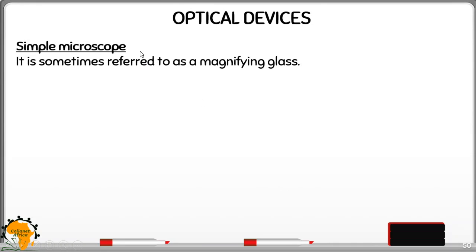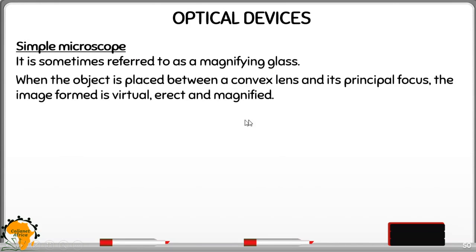From there we move to the second device. We have the simple microscope. This is called the magnifying glass, and it uses the idea where we found that when you put an object between the lens and the principal focus, that object is magnified.